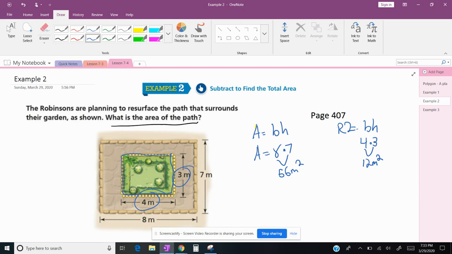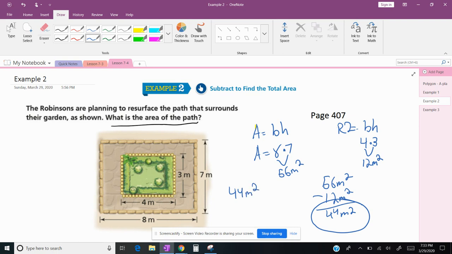I need to subtract it out because they cannot put concrete over the garden unless they want to kill every plant in their garden by putting concrete on it. So we need to do the large rectangle minus out that garden because we don't want stone there, we don't want concrete there, and we're going to get 44 square meters is going to be the walkway. So whenever they buy materials, they're going to say they need 44 square meters worth of materials for just the walkway going around that garden.